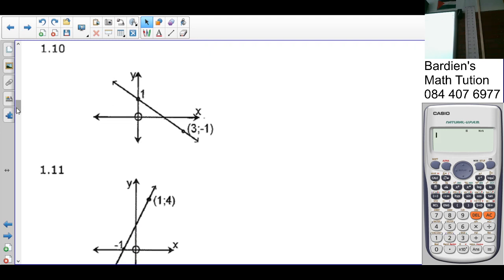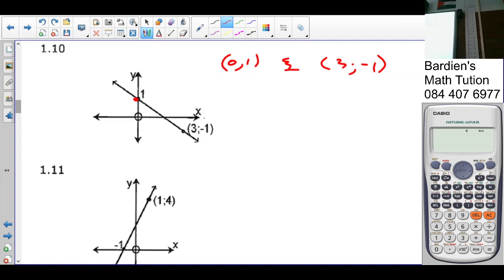Right? Do we have two coordinates here? No. This one, we have 0 and 1, and 3 and negative 1. People, this one, we have done many like this before. 1.10. The answer is y is equal to 2x plus 1. No, y is equal to negative 2 over 3x plus 1. Okay?